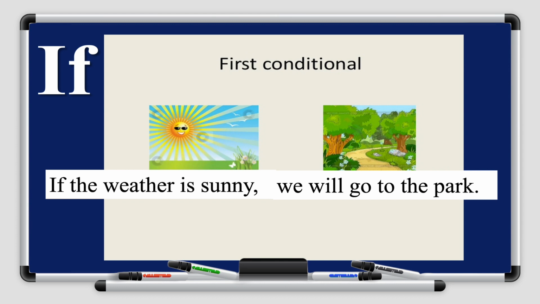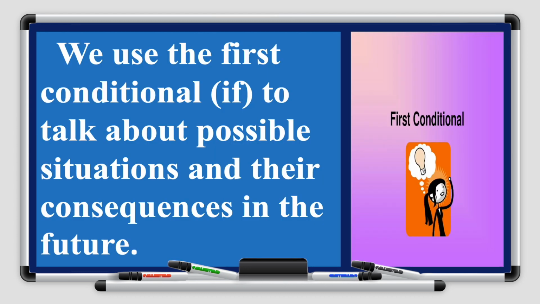Now what's going to happen? Here comes the second part, the result. We will go to the park. That's the result. So when do we use the first conditional if? We use the first conditional if to talk about possible situations and their consequences in the future.